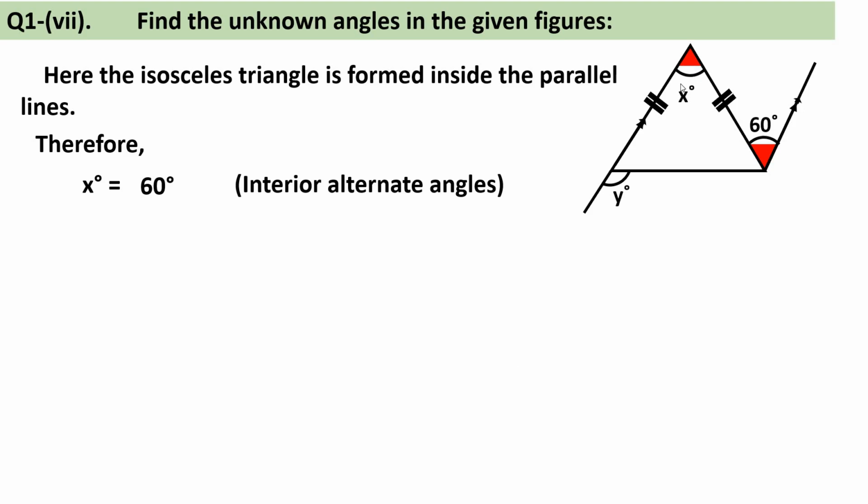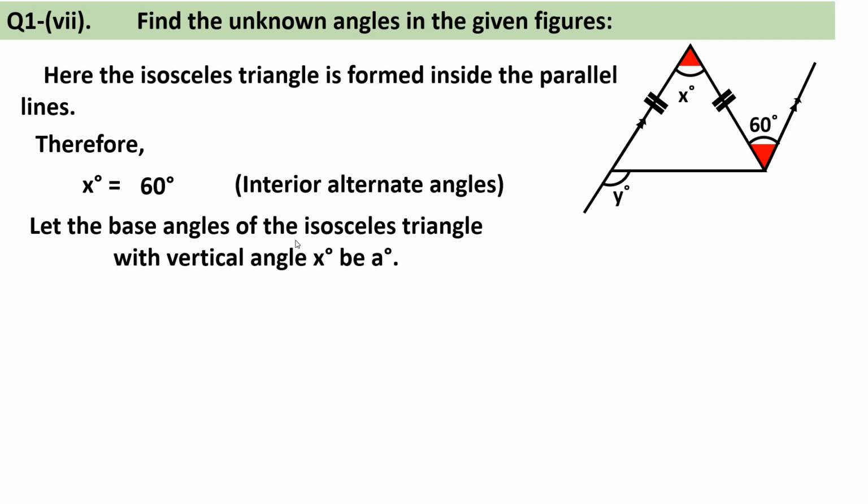Therefore since this is an isosceles triangle, the two base angles will be equal. That we know that. So let's find the value of those base angles. We have already found out the value of the vertex angle or the vertical angle. Let's find the base angle. Let the base angles of the isosceles triangle having vertical angle x be a degree. This we can assume. It is not given, so we can assume. And both the base angles will be equal. So if this is a, this will be also a.